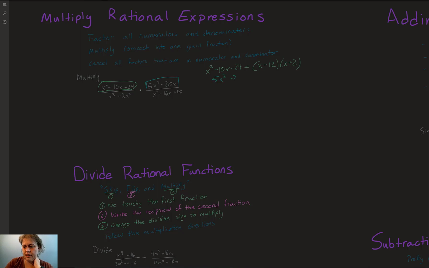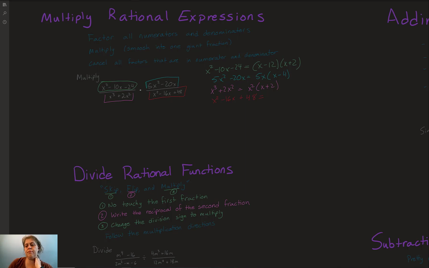5x squared minus 20x. I can pull out an x and a 5, and I'm left with x minus 4. Then we've got this guy, x cubed plus 2x squared. I'm going to pull out an x squared, and I'm left with x plus 2. And then last but not least, this guy down here, x squared minus 16x plus 48.